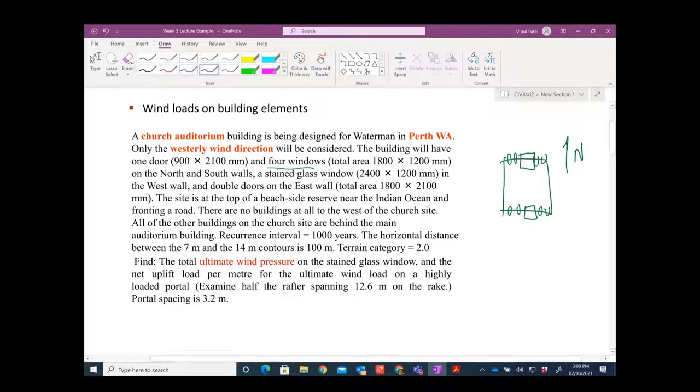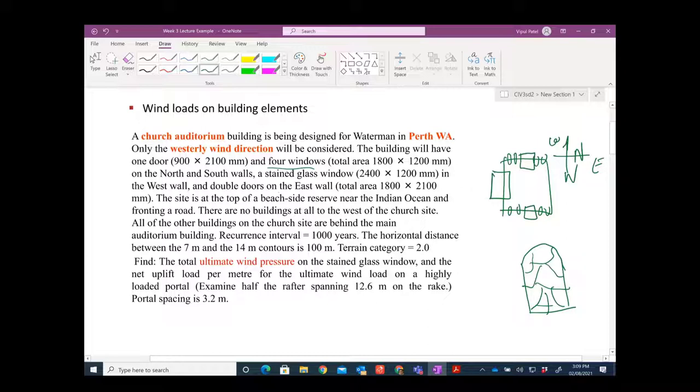Stained glass windows in the west wall. So on the west side, you have a window, which is the stained glass window. If you have a church building, you will see this kind of window, and in that window you have different colors and patterns like this. So it's a stained glass window. If you search on Google, it will show you a stained glass window.